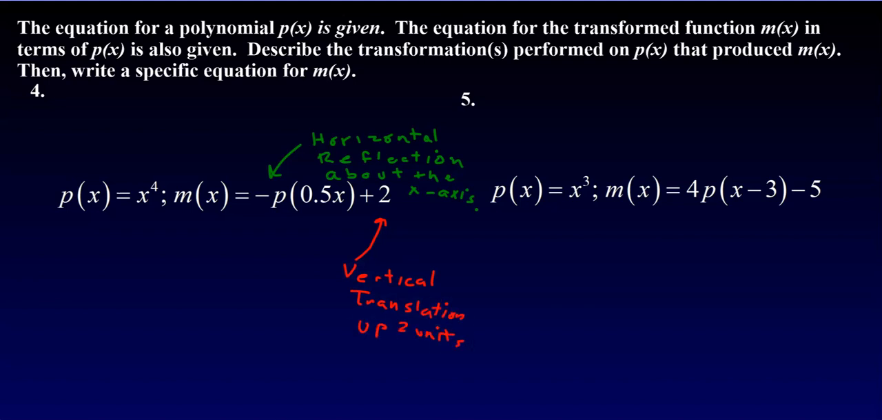The 0.5 is the part that we struggle with the most, and that is a horizontal compression, yeah, by a factor of 2.